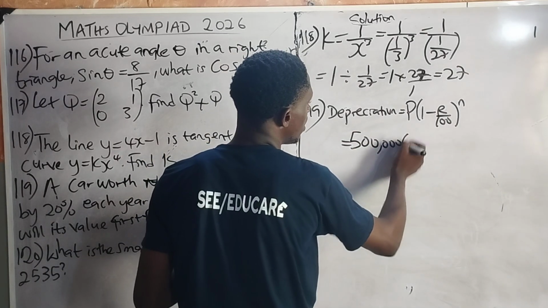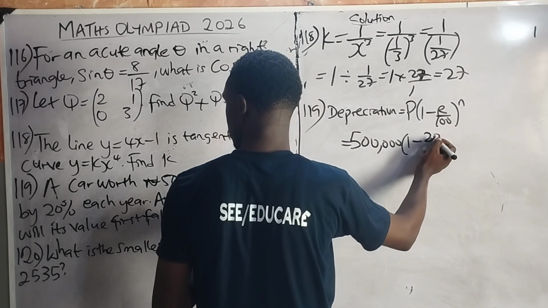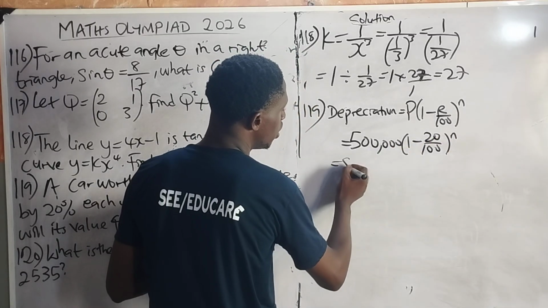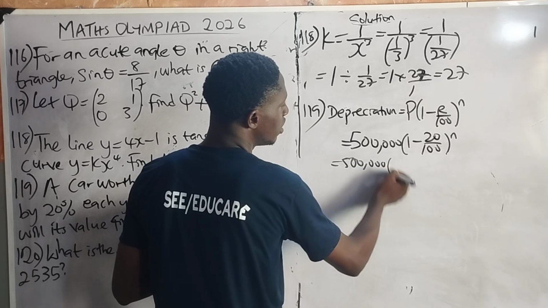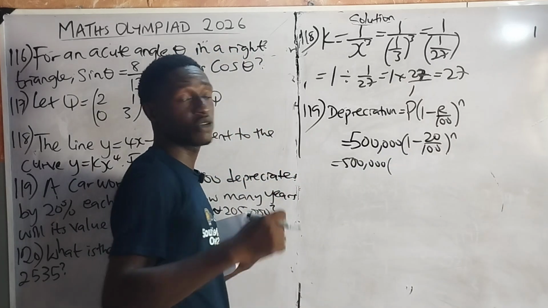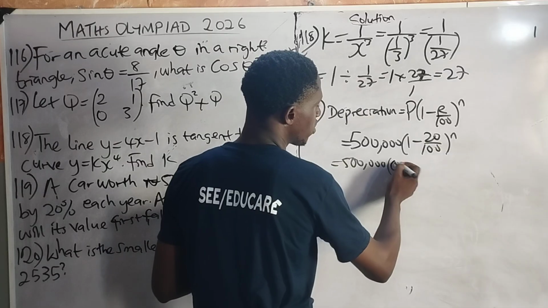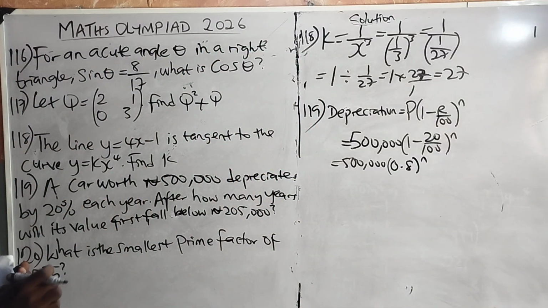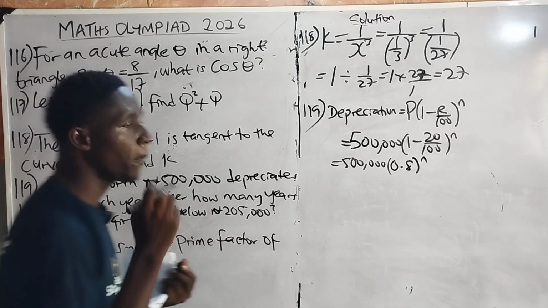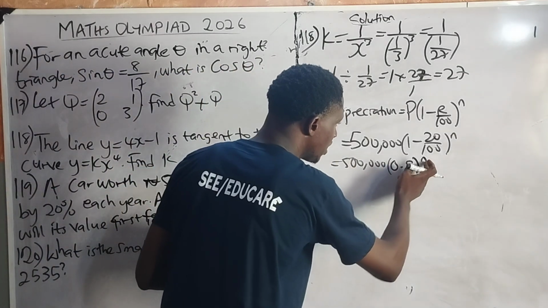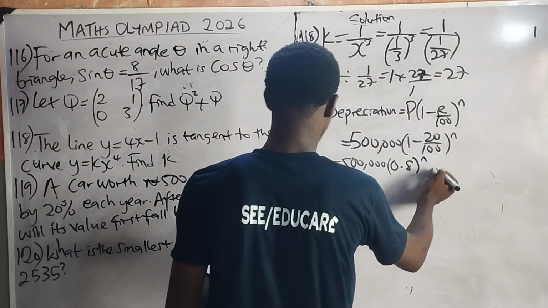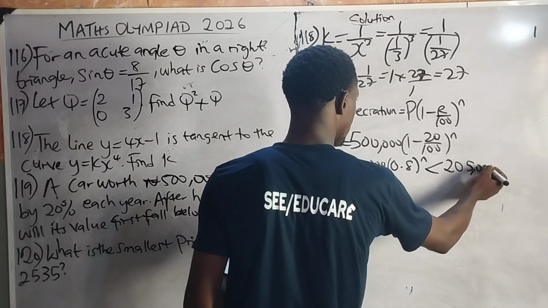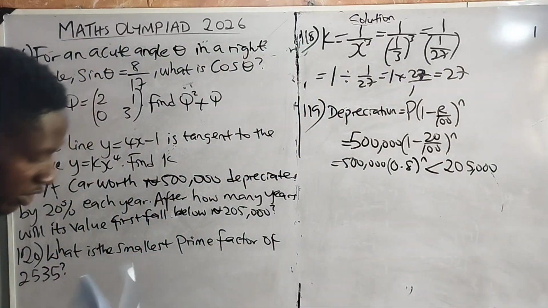Let's simplify this first. 1 minus the rate, 20 over 100, raised to the power of n. We don't know how many number of years. So we have 500,000. 20 divided by 100 is 0.2. 1 minus 0.2 is 0.8 raised to the power of n. So this is the idea now. What they are trying to tell you is what number are you going to put here that will make it fall below 205,000? That is what they are asking you there.